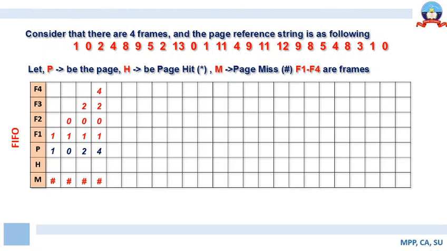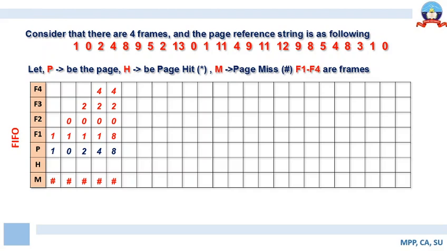Now here we see that there is a request for page number 8. Whenever there is a request for page number 8, in case of first in first out, the oldest page that is there in the memory will be replaced. The oldest page that is there in the memory is 1. So 1 is replaced with 8. This is the way how the first in first out algorithm works.